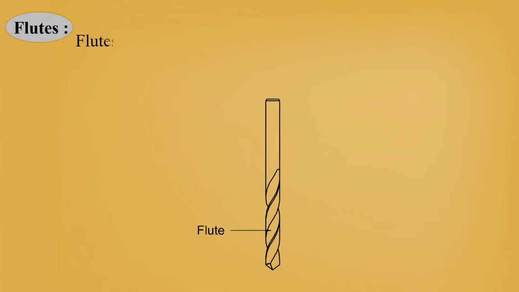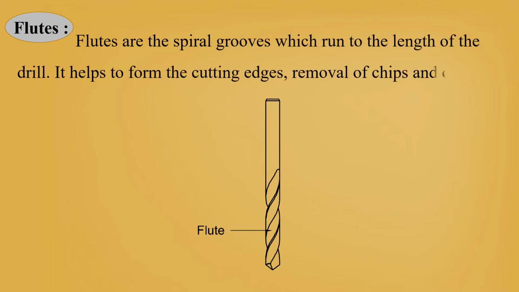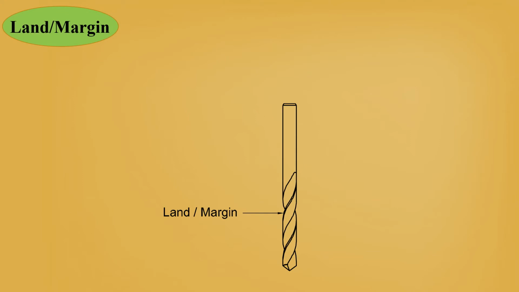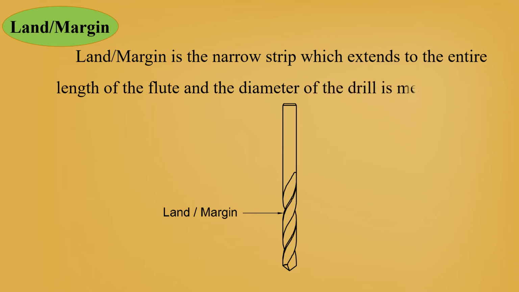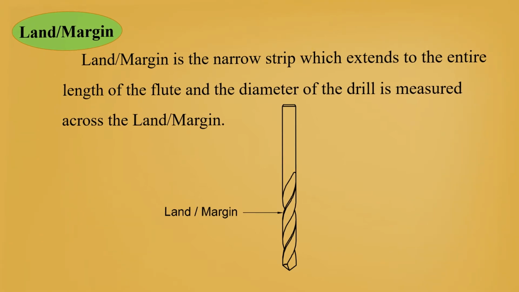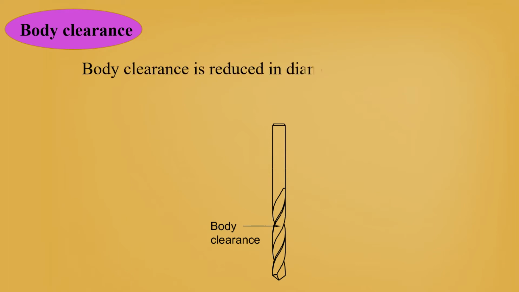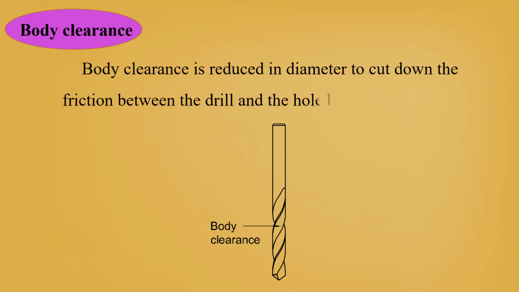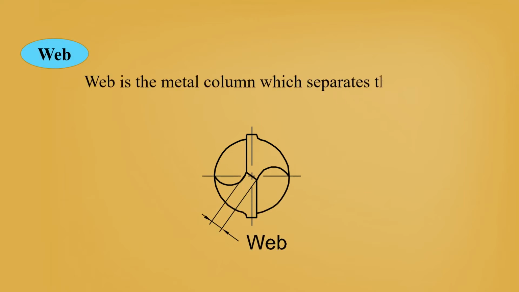Flutes are the spiral grooves which run the length of the drill. It helps to form the cutting edges, removal of chips and coolant flow to the cutting edge. Land or margin is the narrow strip which extends the entire length of the flute, and the diameter of the drill is measured across the land or margin. Body clearance is reduced in diameter to cut down the friction between the drill and the hole being drilled. Web is the metal column which separates the flutes.